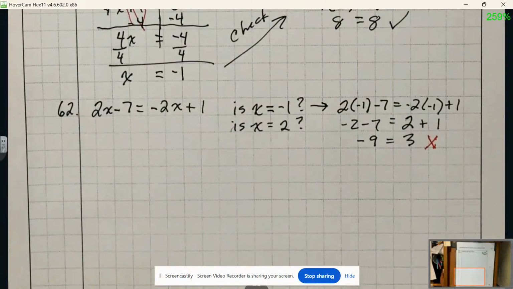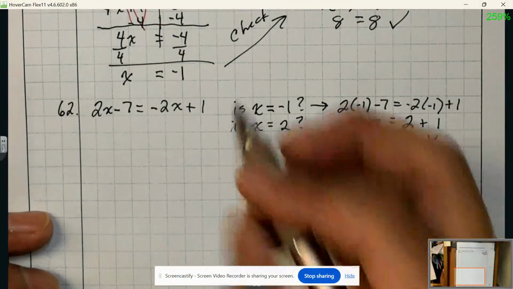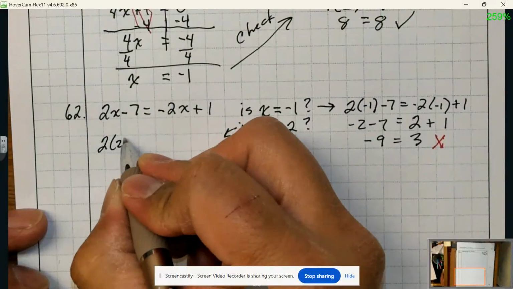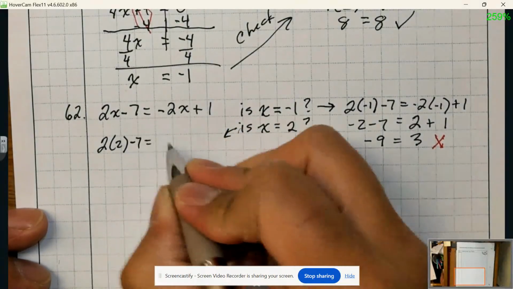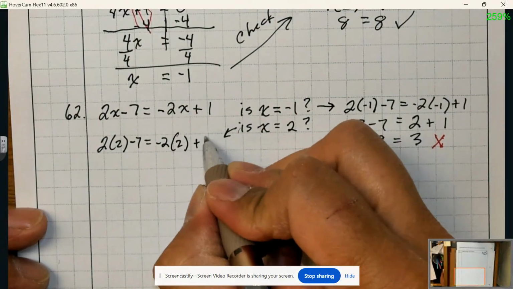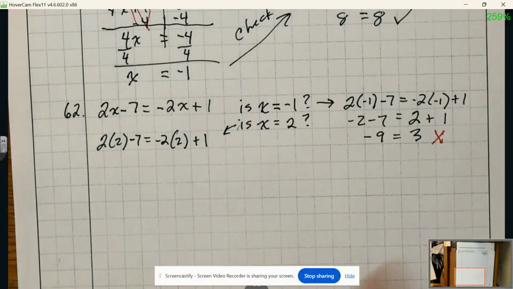Negative 1 is not correct, and we did all of our calculations correctly. Okay, so let's check if x is 2. So 2 times 2 minus 7 is equal to negative 2 times 2 plus 1. Okay, there's the x, which is now 1.